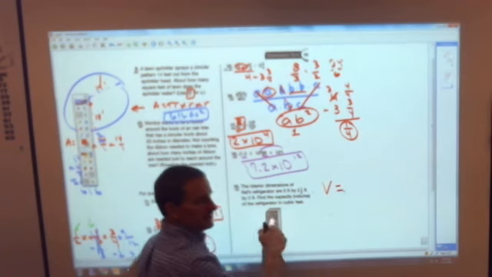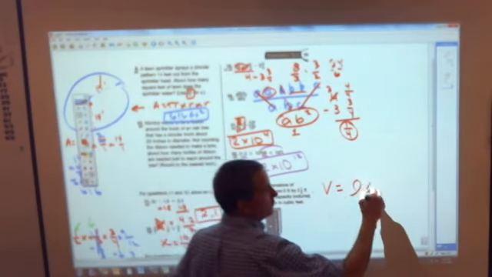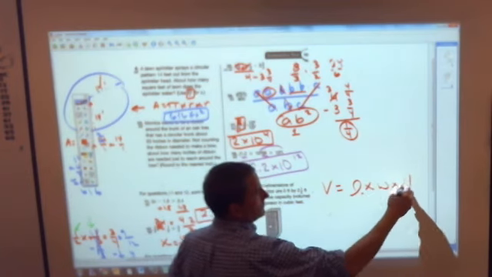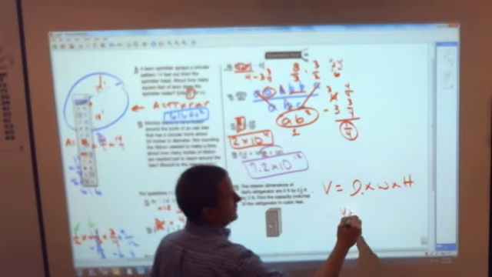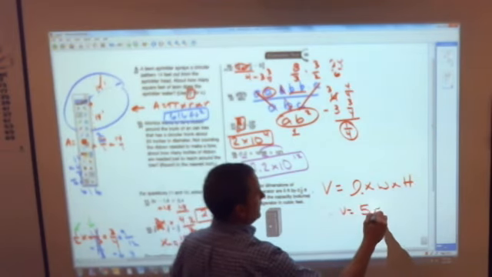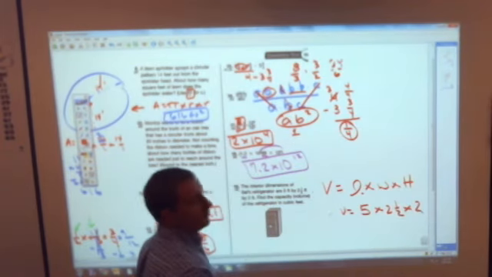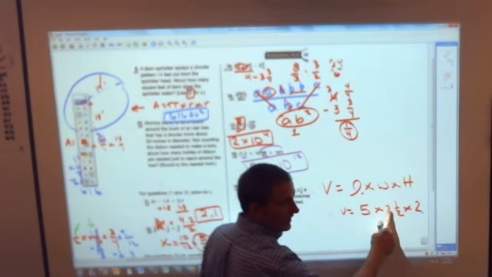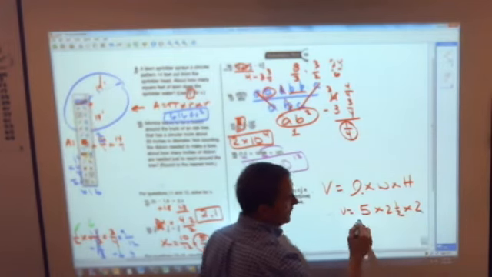Volume equals, since this is a rectangular prism, you could just use length times width times height. It doesn't matter which one you call which. So it is 5 times 2 1/2 times 2. Now, the beautiful thing is you probably could do this almost mentally. If you have $2.50 times 2 is... Oh, let's just do it out.